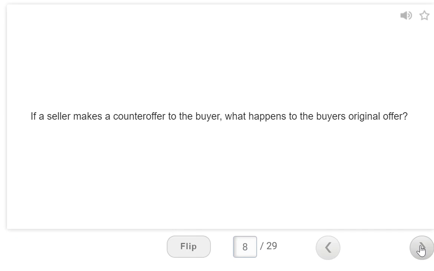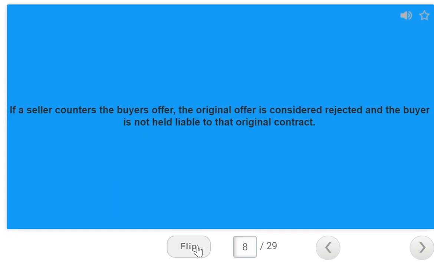If a seller makes a counter offer to the buyer, what happens to the buyer's original offer? If a seller counters the buyer's offer, that offer is considered rejected. So if a buyer offers $490,000 on a house listed at $500,000 and the seller counters at $495,000, the buyer can turn down the counter offer and there is no deal.